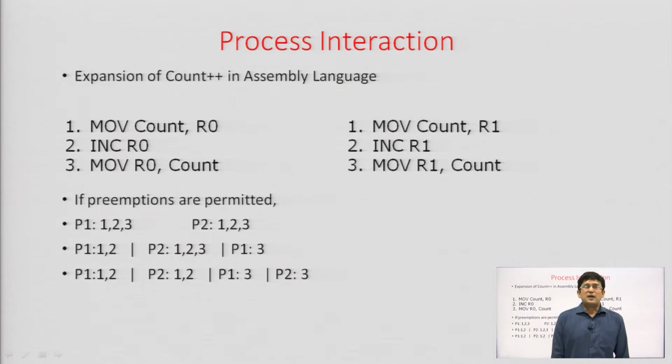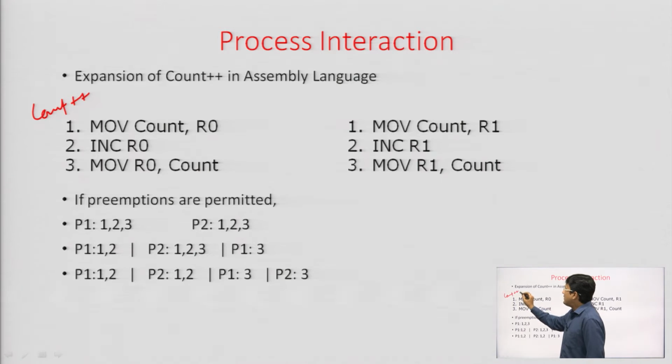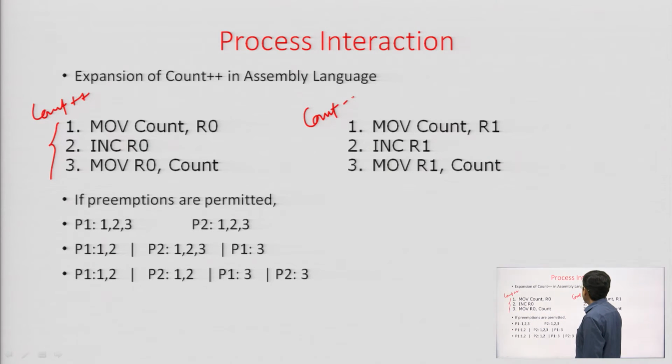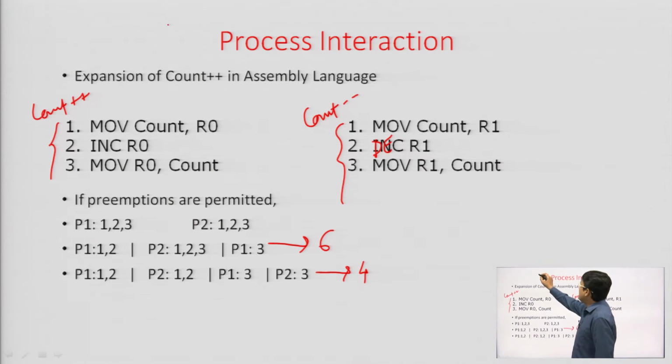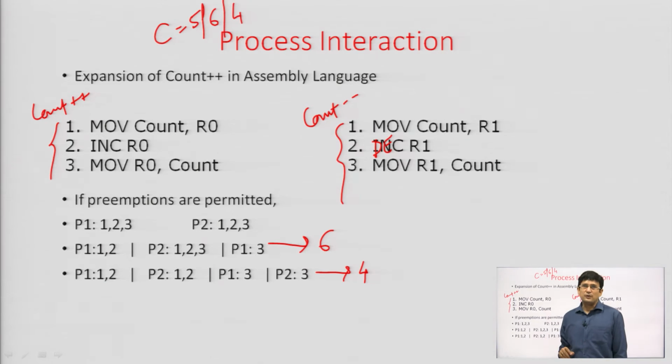When we divide the count statement, or the updation of the count variable, into assembly language statements, count plus plus is given by these three statements and count minus minus is given by these three statements. If we allow preemptions to take place in between, we have seen with this example that the value of count comes to 6, and with this the count value comes to 4, if we have initialized the value of count as 5. But what we want is that after an increment the value of count should be 6, and after the decrement the count value should be 5. So, the consistent value of the count will be 5, but we are obtaining 6 and 4 here, that is wrong.